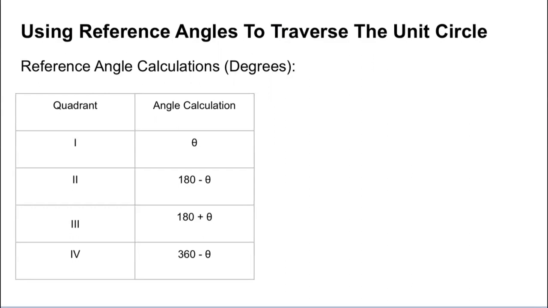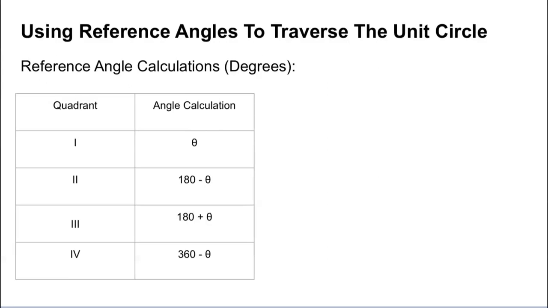So in quadrant one, you can see that the angle calculation is theta. If you're in quadrant one, you are at the reference angle. 30 is a reference angle, 0 is a reference angle, 60 is a reference angle, etc. But if you're in quadrant two, you can use the formula 180 minus theta.